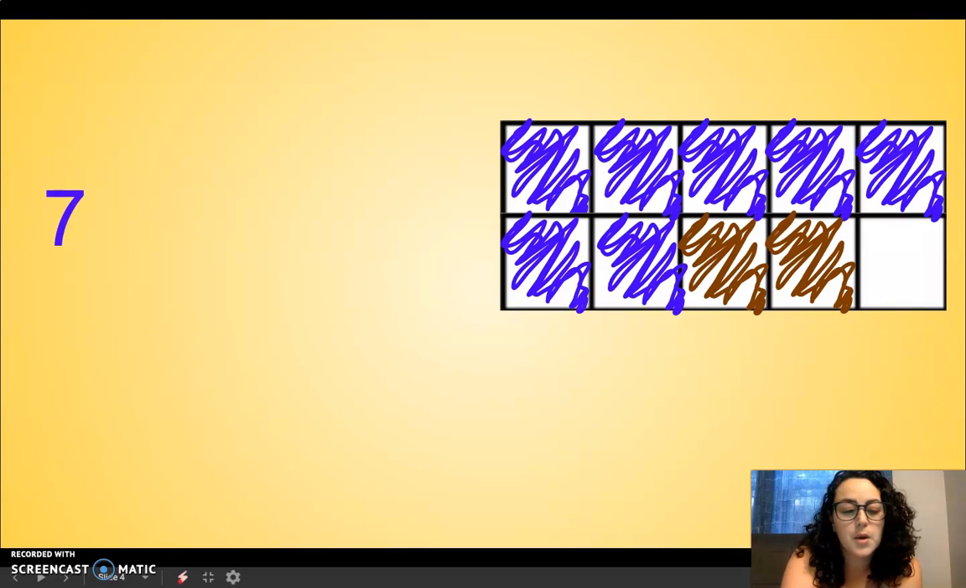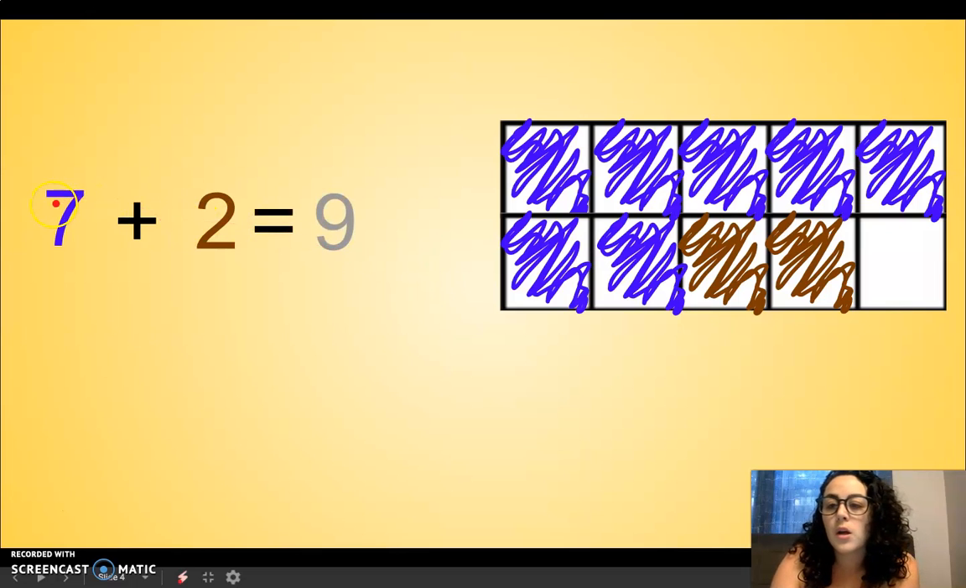What will this addition sentence look like? 7 blues, that's a part, plus 2 browns, that's a part, equals 9, that's the whole. Again, part plus part equals whole.